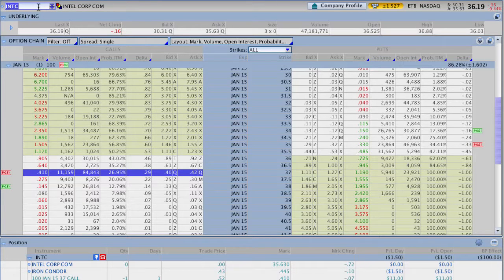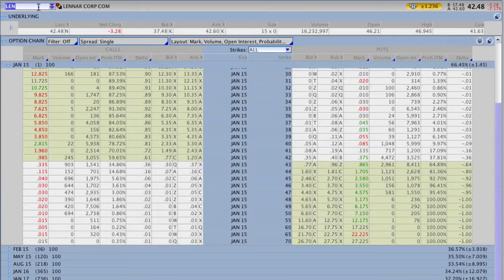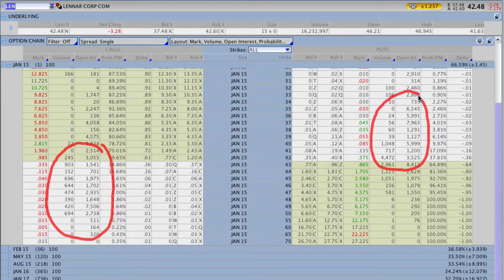All right, so let's look at a couple that maybe are not so good. This one is Lennar, LEN. Lennar has decent liquidity, and so it kind of meets the requirement for liquidity. There's a lot of activity here for sure. There's a lot of things going on. You can see that the at-the-money strikes have a lot of liquidity, and the markets are very deep and wide.